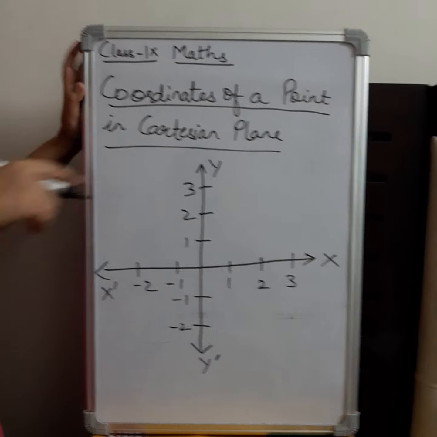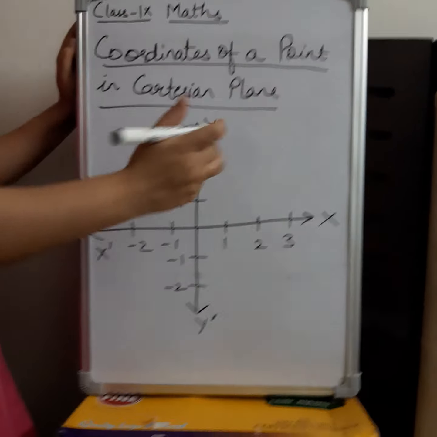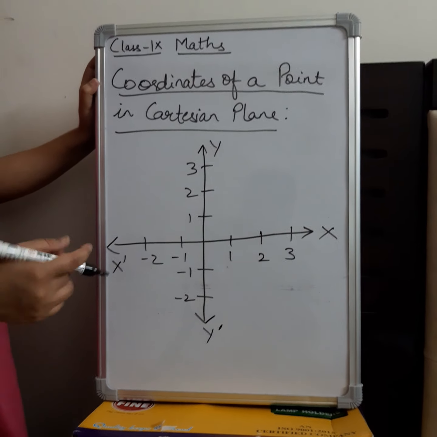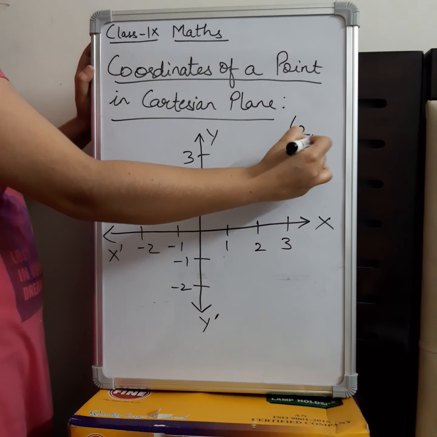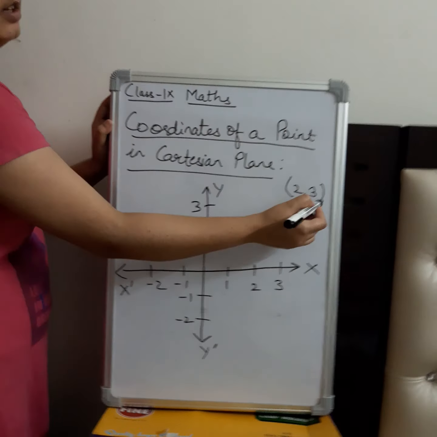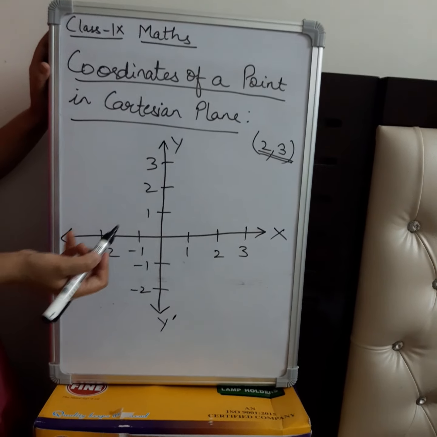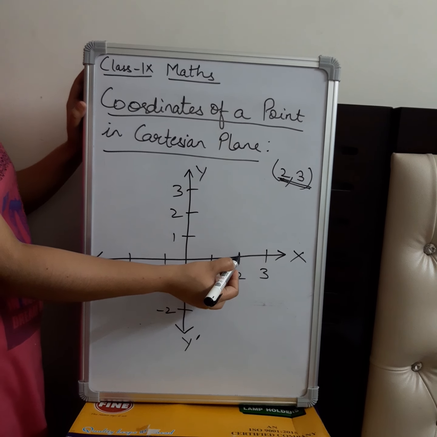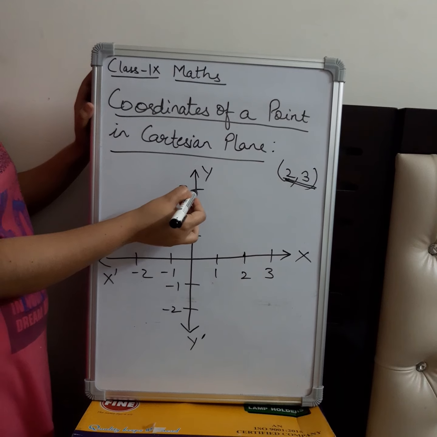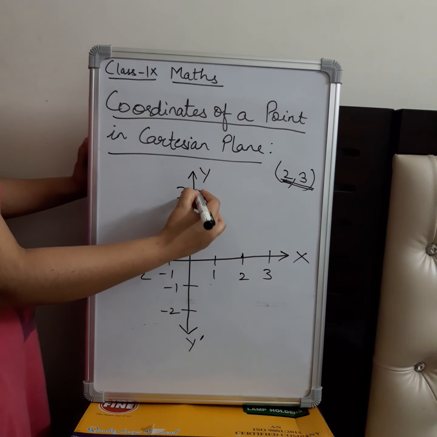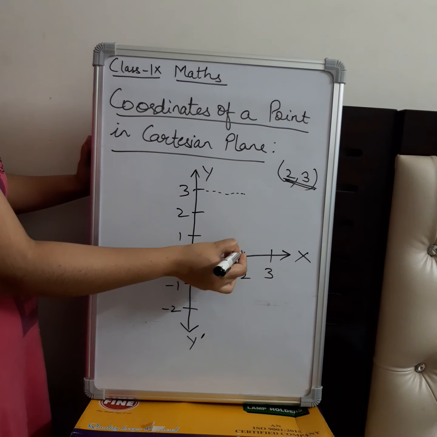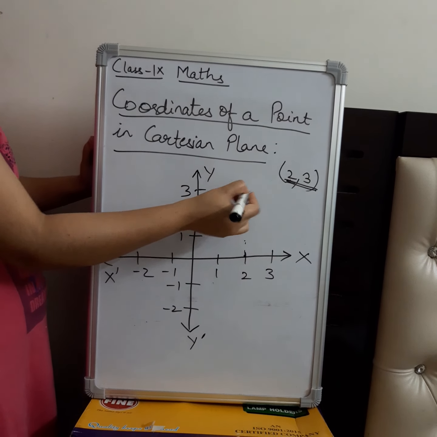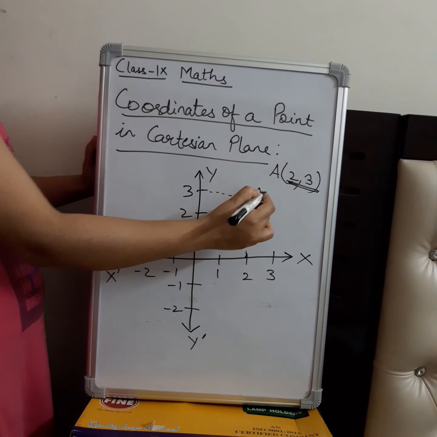Next we have to discuss the coordinates of a point in the Cartesian plane. This can be made clear with the help of one example. Suppose we want to plot a point, let's say (2, 3). As you can see, this point has both positive values and the first value is always the x value. That means from x I have to see this 2 and from y I have to see this 3. Now where will they meet? Let us draw a dotted line. Now they are meeting here. Suppose this is point A.